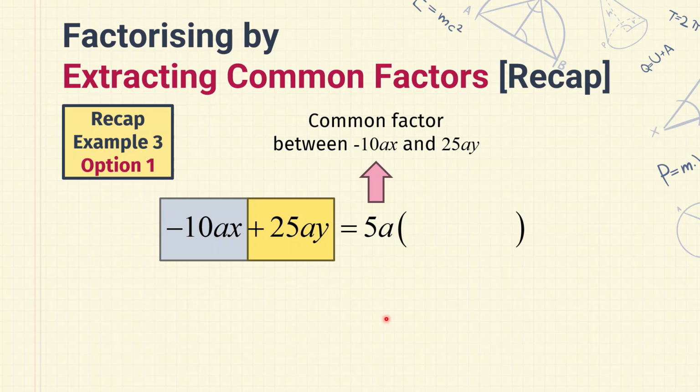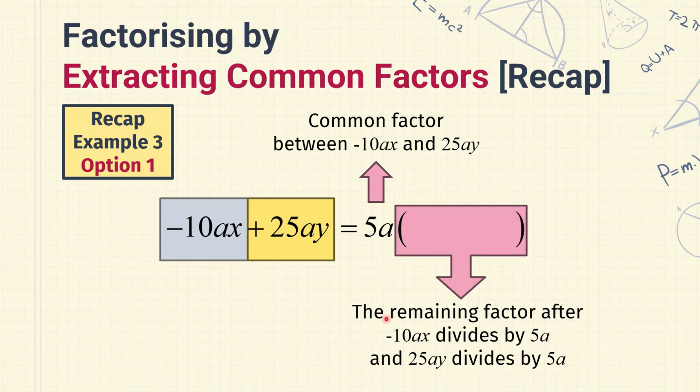Then we need to consider what is left behind inside the brackets, and that will be taking negative 10ax divided by 5a. That will give us a negative 2x, followed by positive 25ay dividing by 5a. That will give us a positive 5y. And therefore, one of the answers for factorizing this negative 10ax plus 25ay will be equals to 5a times negative 2x plus 5y.